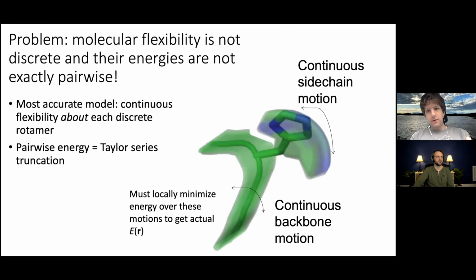Okay, now we get into where LUTE can help us. The problem is basically that molecular flexibility is not really discrete. Atoms can move in 3D continuously, and not just the whole molecule rotating and translating, but even the bond rotations, all the relevant local stuff.